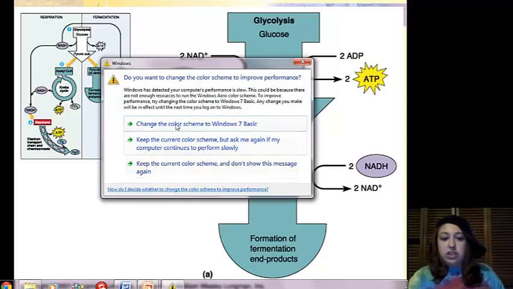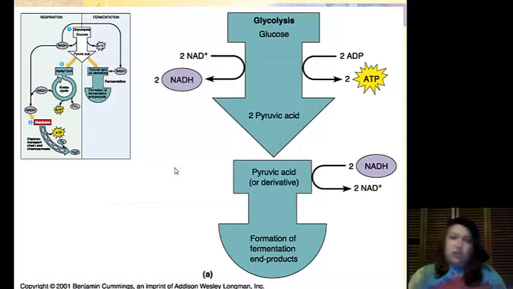Keep the colors, change the colors, current color scheme. Keep the color scheme, don't show this message again. Shouldn't happen again. So, here we go.